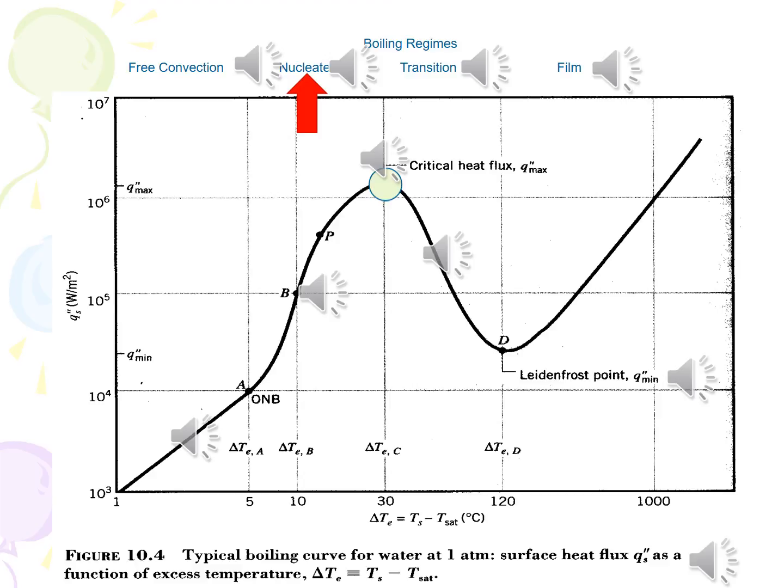What do you think happened to the excess temperature when Nukiyama increased the heat flux to above Q, max? Did it stay at 30 degrees centigrade? Did it decrease rapidly? Or did it increase rapidly? Actually, what happened was that the surface temperature, and hence the excess temperature, increased so rapidly that poor Nukiyama's wire melted every time he tried the experiment again.